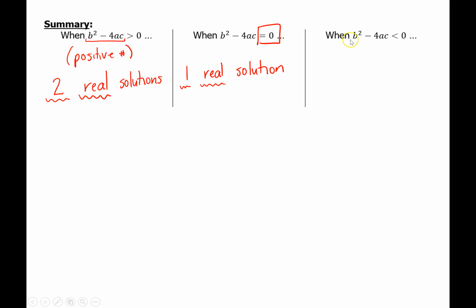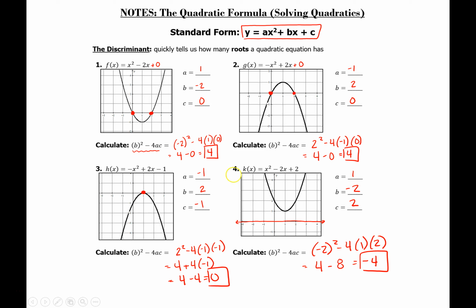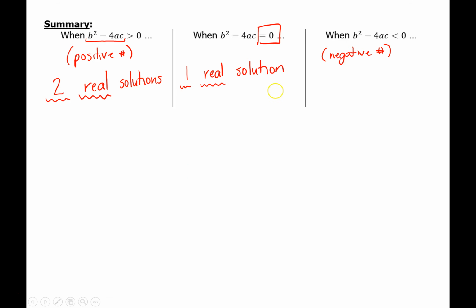All right, let's look at this next one. When the discriminant is less than 0, that means we're talking about the discriminant being a negative number. That was like number 4. In number 4, we got a discriminant of -4, and notice that there were no places where the parabola crossed the x-axis. So there were 0 real solutions.